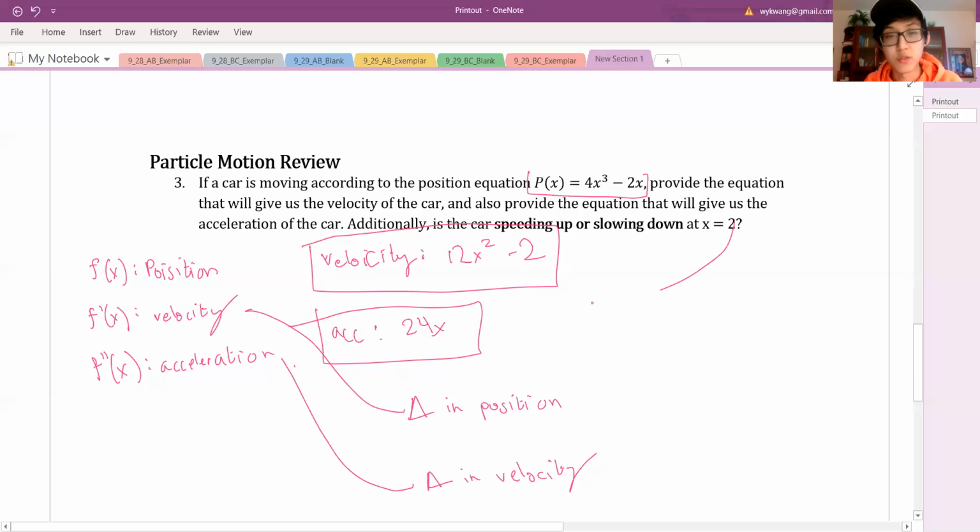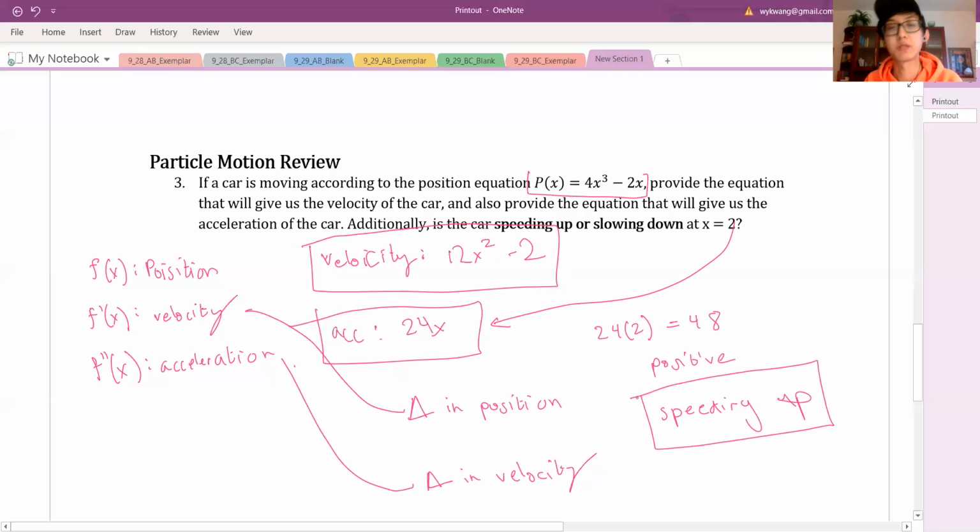So let's just plug in 2 for x here. So it's going to be 24 times 2, and that's equal to 48. So it's positive. So it's speeding up. So it is accelerating. The car is speeding up there.